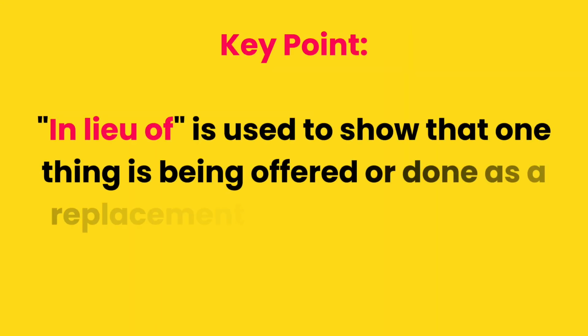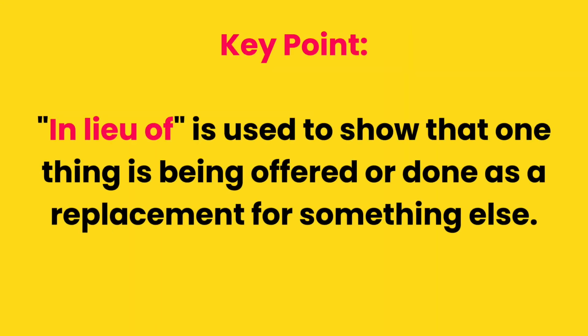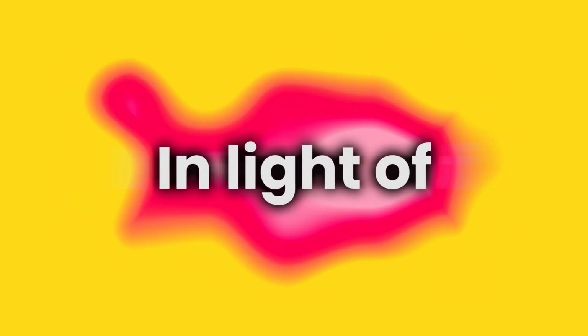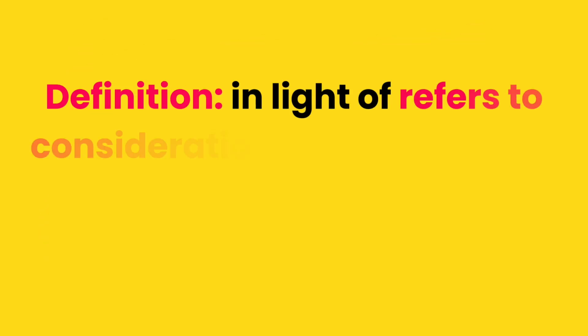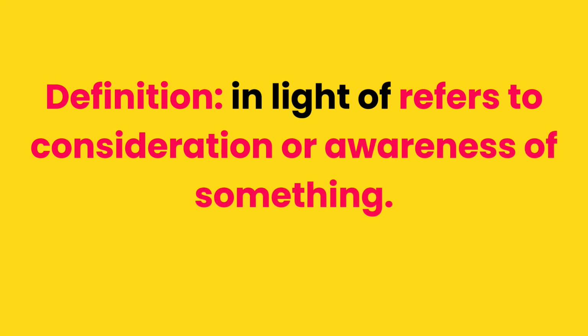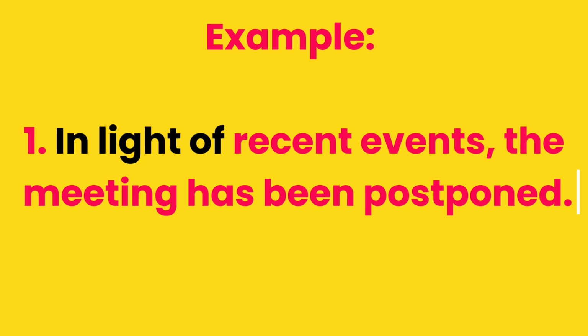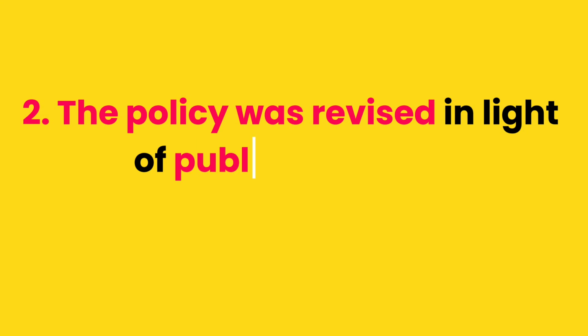Key point. In lieu of is used to show that one thing is being offered or done as a replacement for something else. In light of. Definition. In light of refers to consideration or awareness of something. Example. 1. In light of recent events, the meeting has been postponed. 2. The policy was revised in light of public feedback.